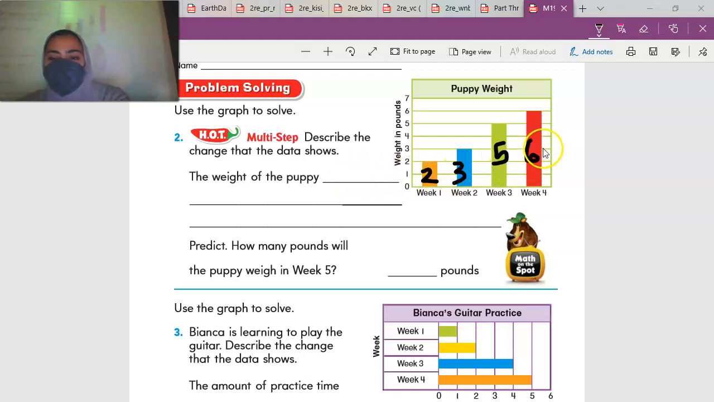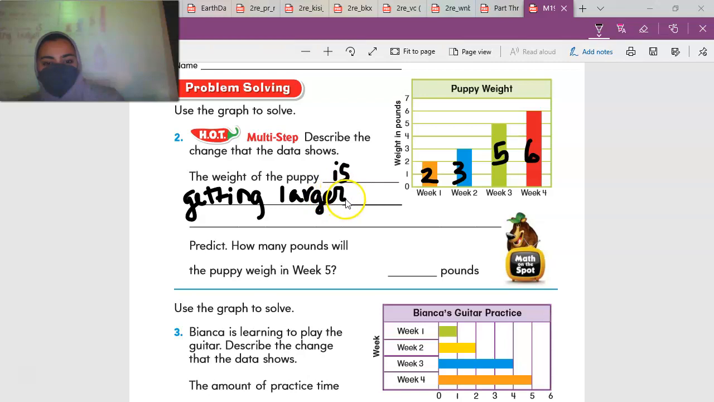So let's look. Is the weight of the puppy getting bigger or smaller? Bigger. So the weight of the puppy is getting larger or bigger. And what does that tell us about the puppy? Is he growing or not growing? Let's write that down. The puppy is growing each week.